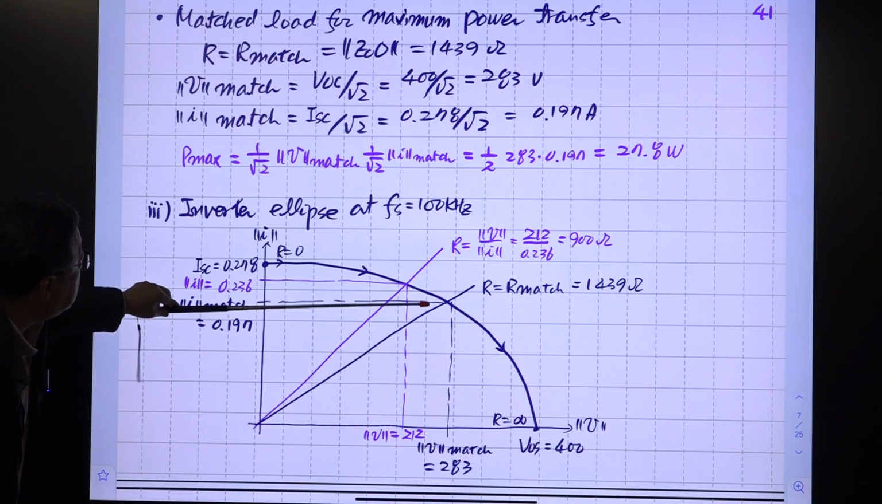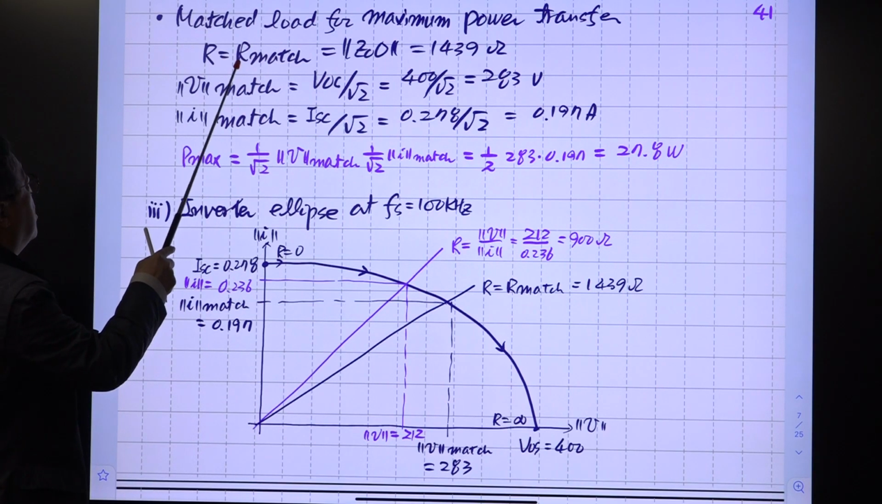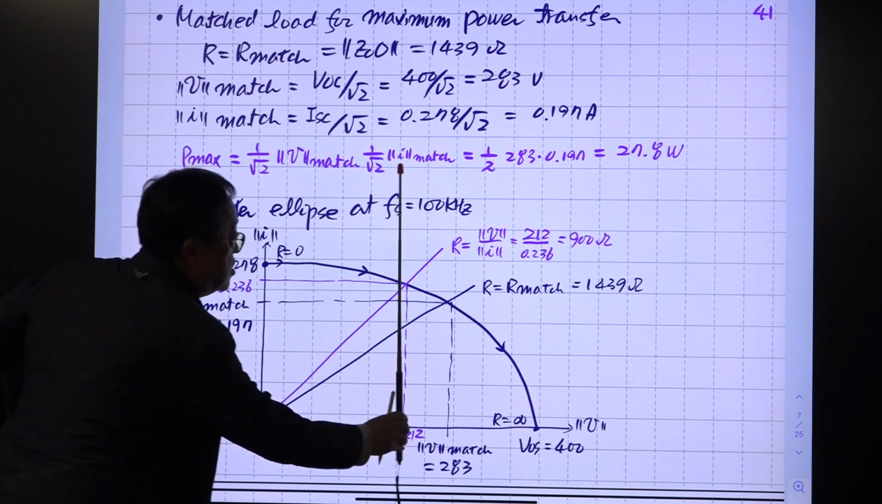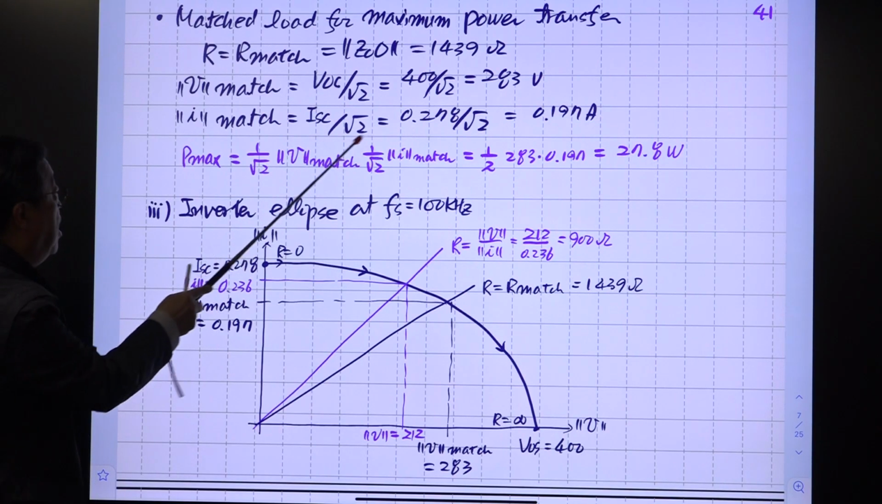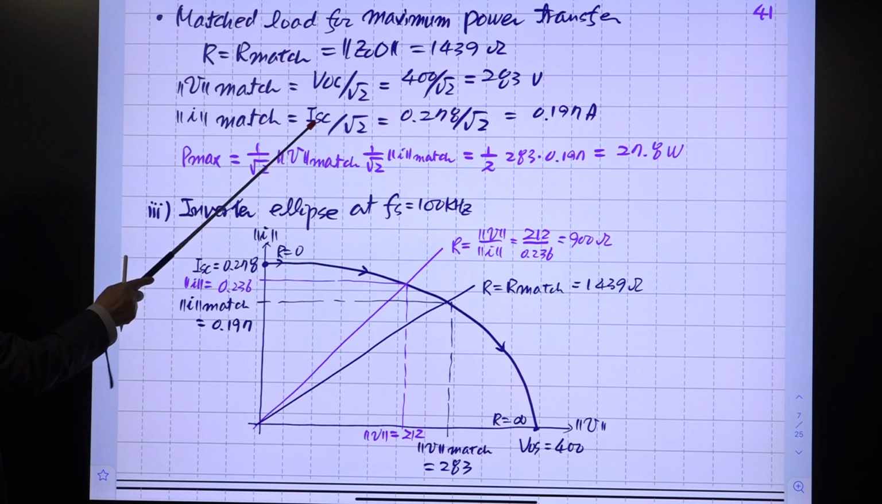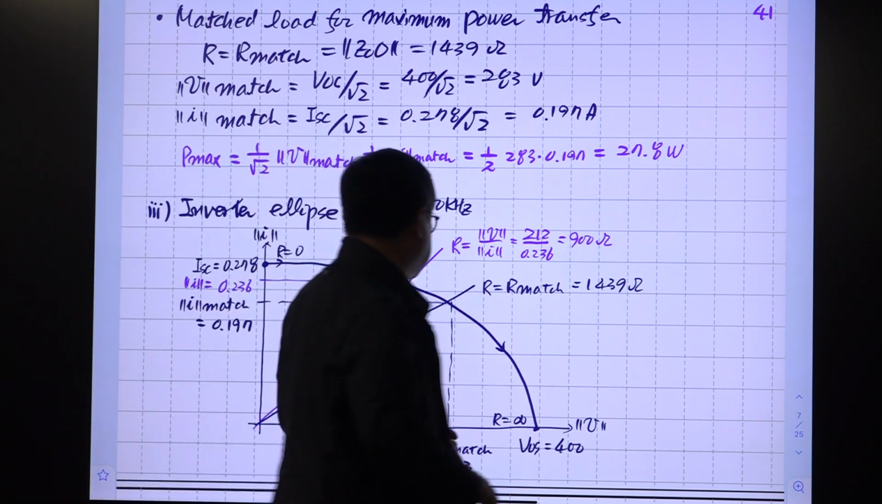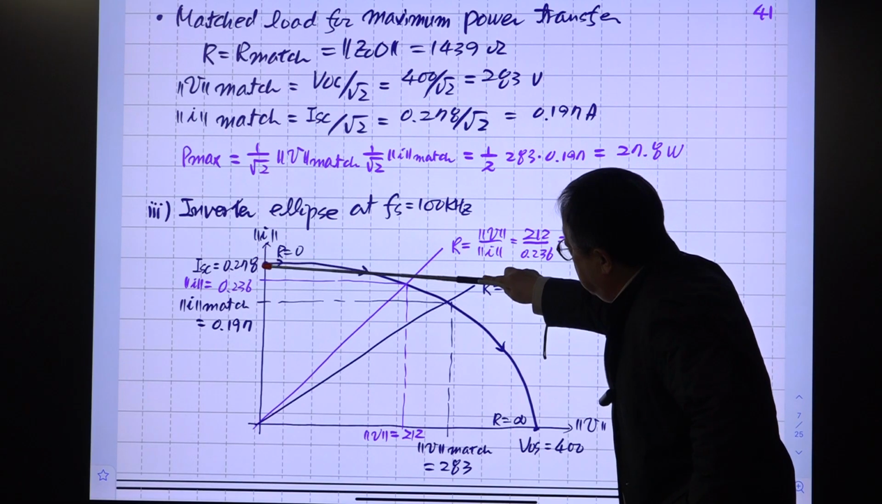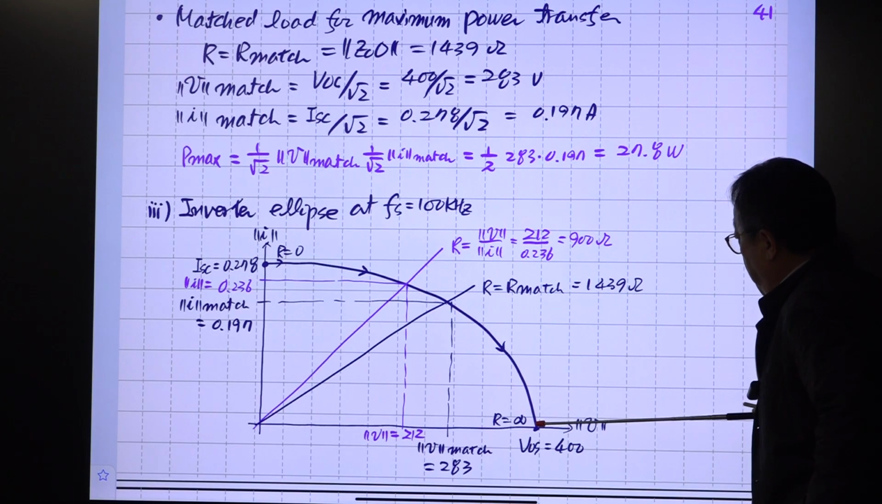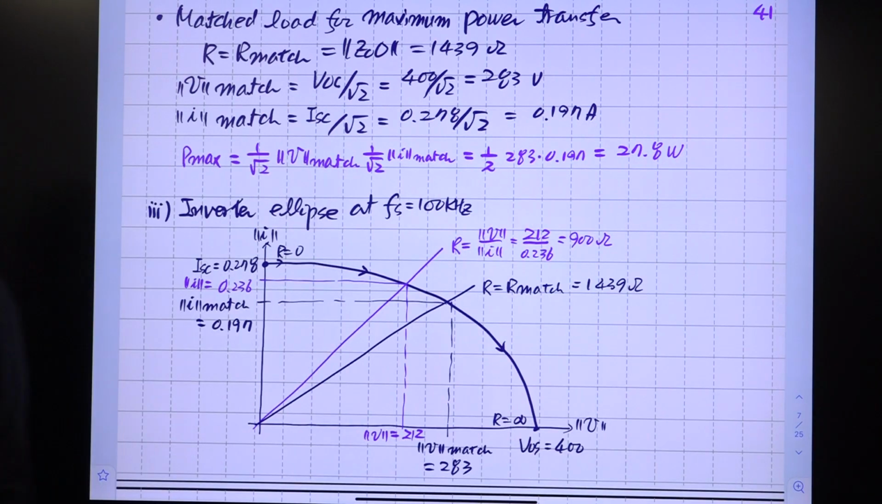This value is known. Okay, so if R is selected like this, then this voltage is VOC divided by square root 2, and this current is ISC divided by square root 2. We proved this in the previous lecture, right? So the shape of the ellipse, the inverter ellipse, is shown here. It starts from this ISC and ends at this VOC, not OS. I don't know why I'm doing this all the time.